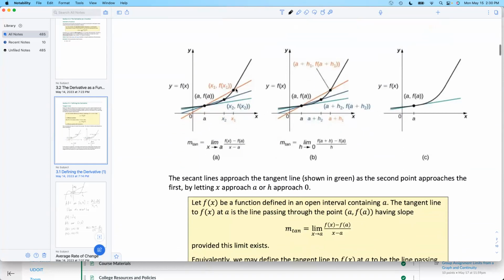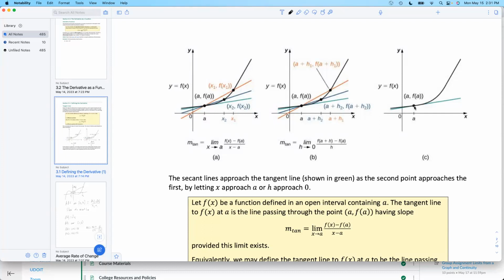Okay, so we can see here, I've got some secant lines. I'm keeping this point fixed, and I'm letting this point move closer and closer. I'm taking smaller and smaller H values. I'm letting X approach A. Then these lines that we're graphing, these secant lines, get closer and closer to a tangent line. Then that would tell me an instantaneous rate of change.